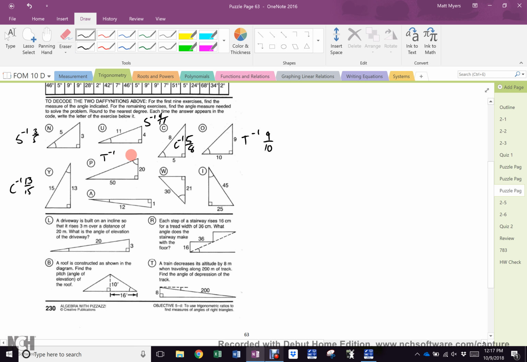Cos 21 over 30. Sine 25 over 45. Tan 1 over 12. Sine 1/12. Okay, Zach, just the flipping triangles. Relax. Sine 3 over 20. Tan 16 over 36. Tan 10 over 16. Sine 8 over 200.